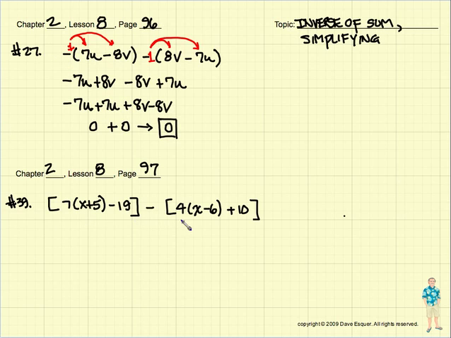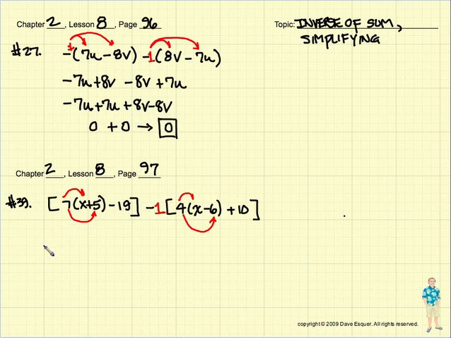Number 27. Let's try number 39. It looks a little more complicated, but if we go slow, it's not quite so bad. Let's distribute again. We have 7 times x, we have 7 times 5, we have 4 times x, we have 4 times a -6. And in this instance, we have a -1 in front, so we're going to be flipping some signs of things inside. Let's go slow and we'll get it all worked out.